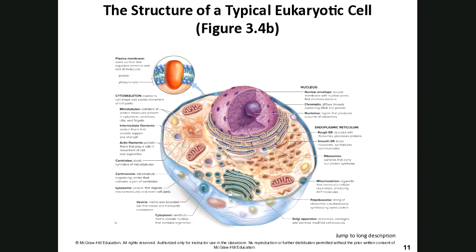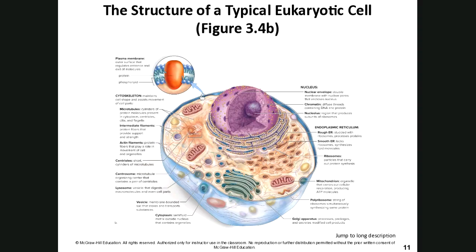We have lysosomes, which is where cellular degradation takes place. So cellular digestion takes place with the lysosomes. We have different types of filaments that help to maintain the integrity of the cell. We have different proteins that are embedded in the plasma membrane. So there's all sorts of stuff that's happening and going on within this typical eukaryotic cell.